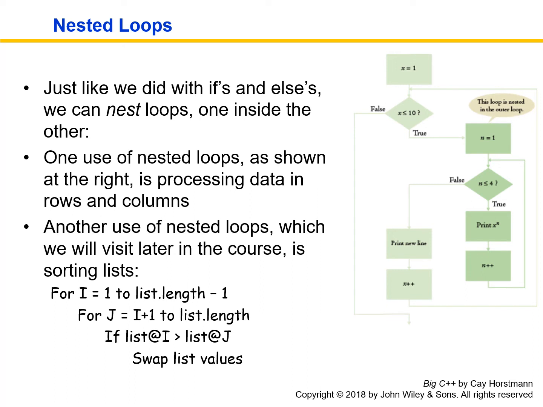For i is 1 to list.length minus 1, then for j is i plus 1 to list.length. If list at i is greater than list at j, we swap the values. By the time you've processed the whole list, essentially n squared times, you will have got all your items in order.